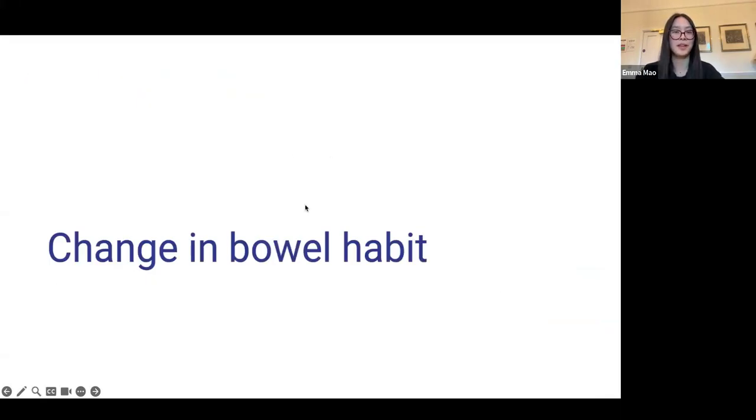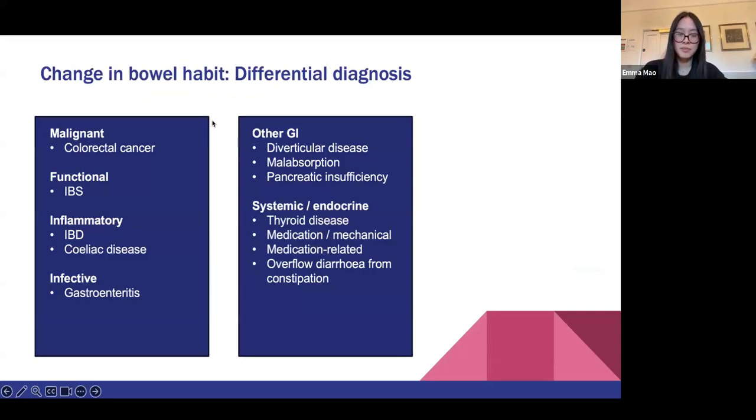Okay, change in bowel habit. Okay, only change in bowel habit and one more after this, which is groin lumps. So change in bowel habit can also be many different things. So it could be colorectal cancer, IBS, IBD, celiac disease, gastroenteritis. Okay, other GI pathologies, diverticular disease, malabsorption, pancreatic insufficiency, and then thyroid disease, medication, and then overflow diarrhea from constipation.